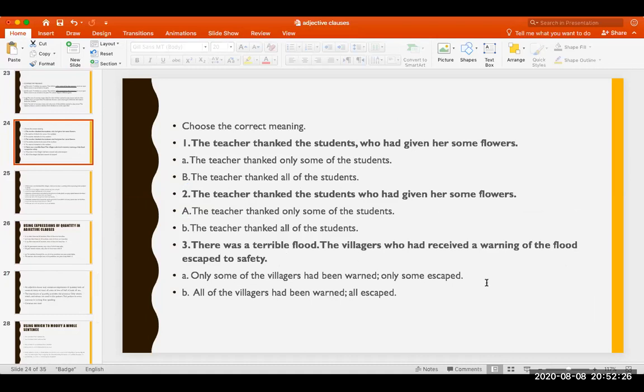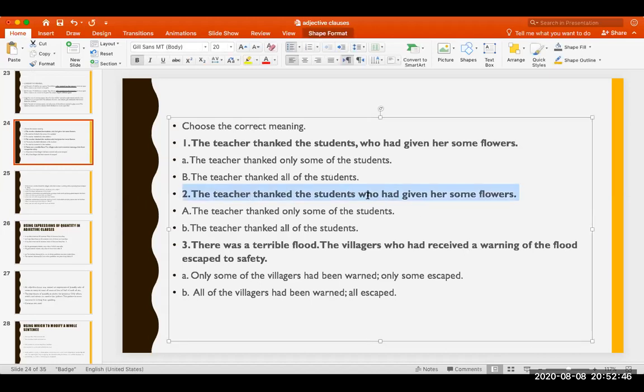This is a very interesting exercise. The teacher thanked the students. I want you to pause the video and try to answer the question. The teacher thanked the students, who had given her some flowers. But look at number 2. The teacher thanked the students, no comma, who had given her some flowers. Is there a difference in meaning?